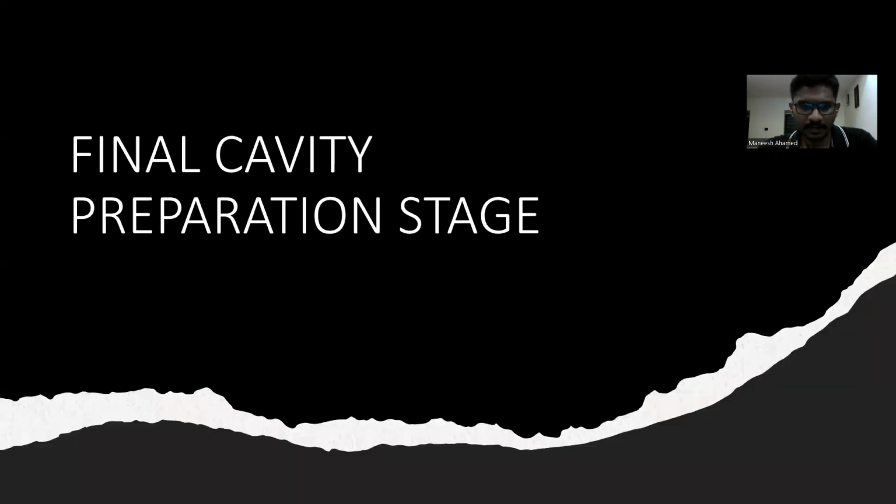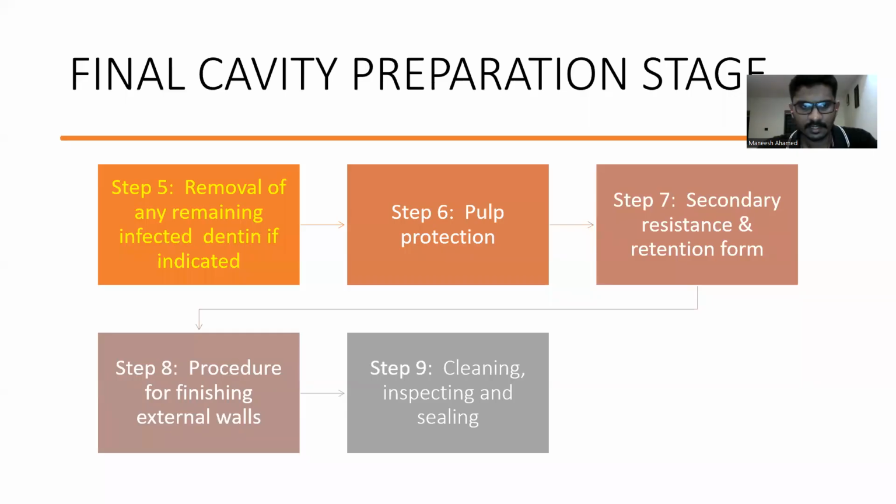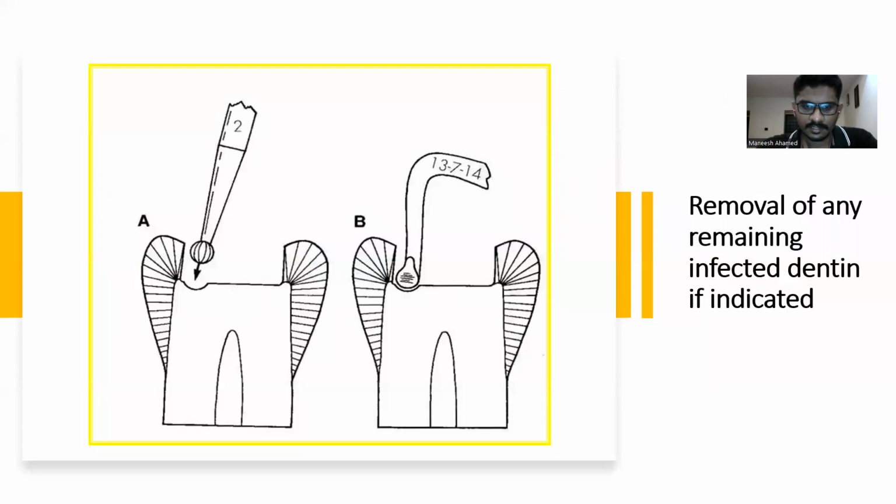Now moving on to the final cavity preparation stage. In the final cavity preparation stage, the first step is removal of any remaining infected dentin, if indicated. We know that in the initial cavity preparation, the depth is limited to 0.2 to 0.8 millimeter from the DEJ. And what if the caries is still present? If there is still caries present, we should remove the caries only in the areas where there is soft dentin, sorry, where there is infected dentin.